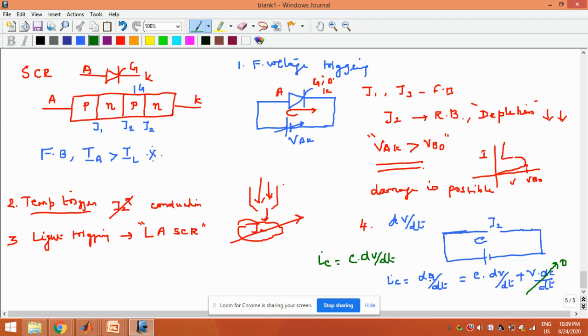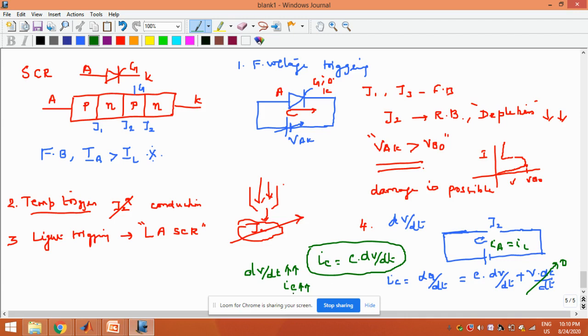So IC is nothing but dq by dt, and Q is equal to CV. That's why I'm writing this formula. By doing so, I extract an expression with respect to IC and capacitance with change in voltage. So when dV by dt is suddenly rising, there is a chance for your IC to rise. So this IC is nothing but IAK, IA.